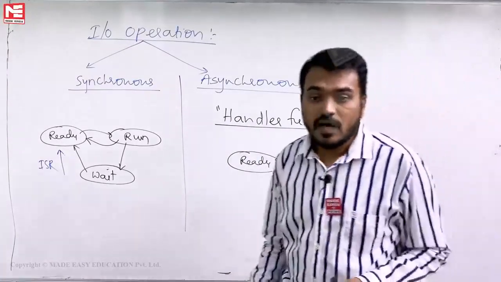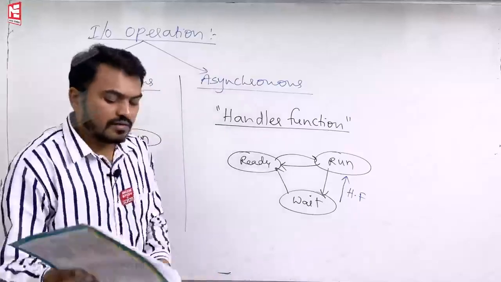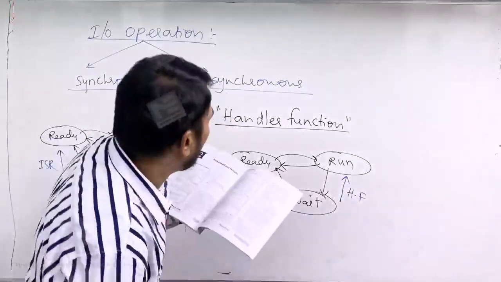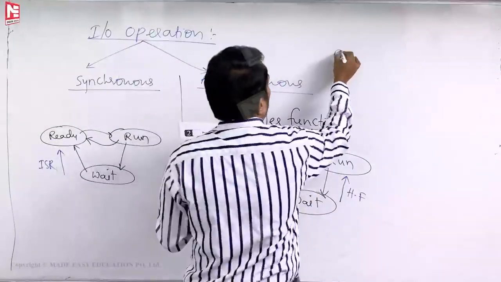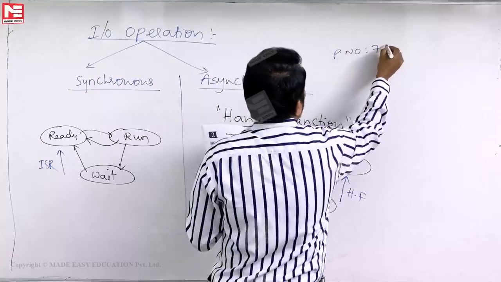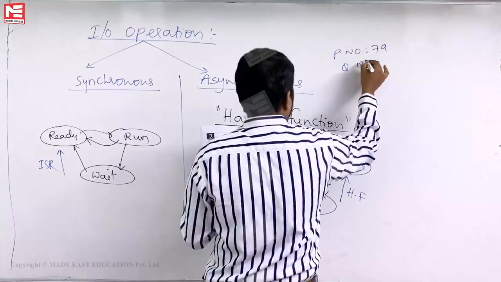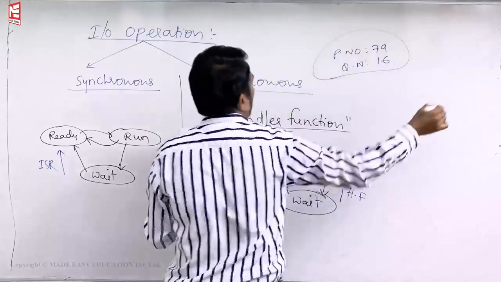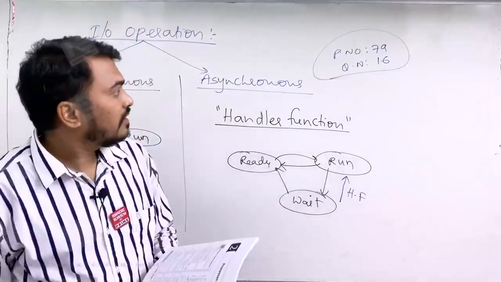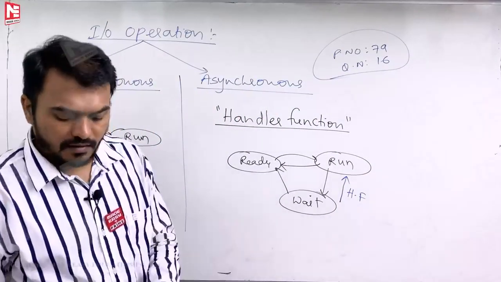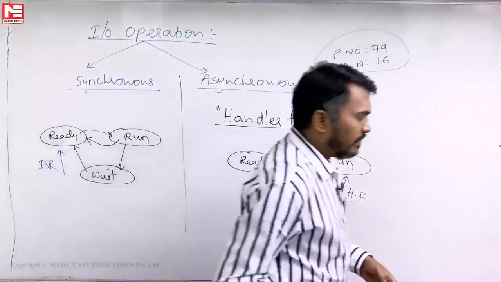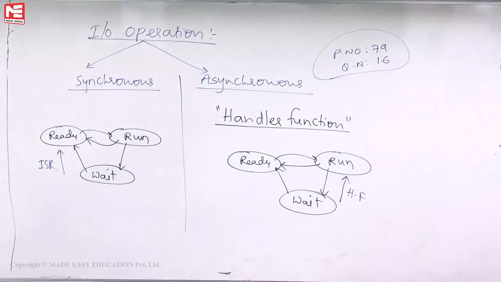Is that clear? So now you can read that question and try to solve it. Please go to your workbook, page number 79, question number 16. Read that question and try to solve it, the question we discussed earlier. Page number 79, question number 16.